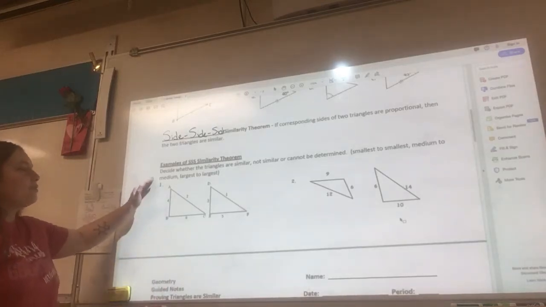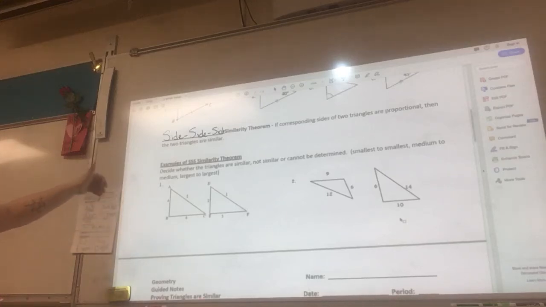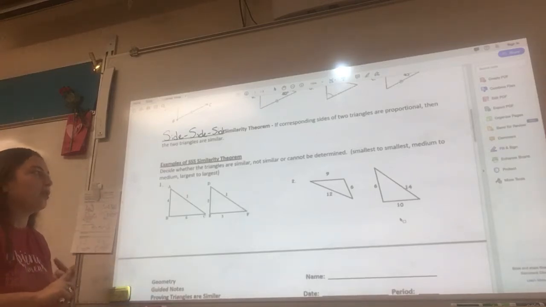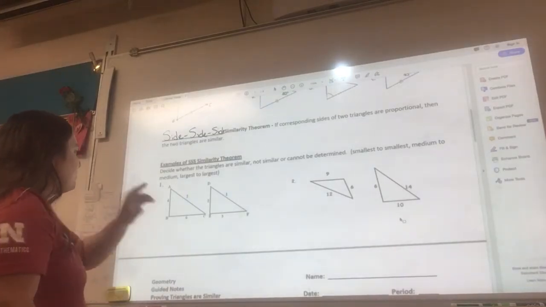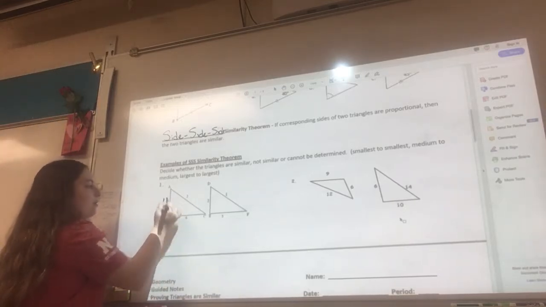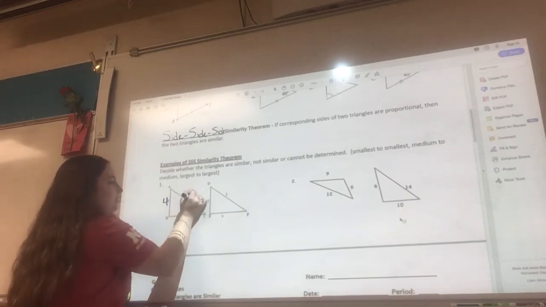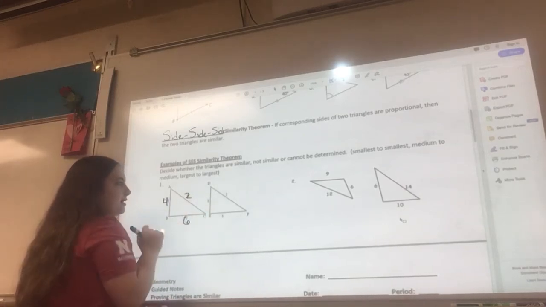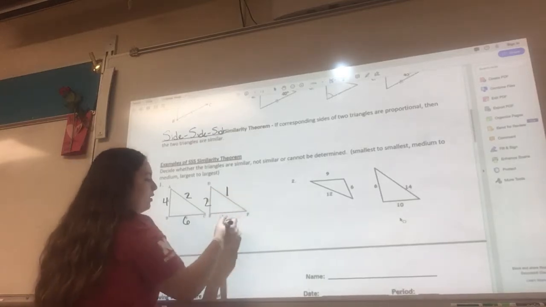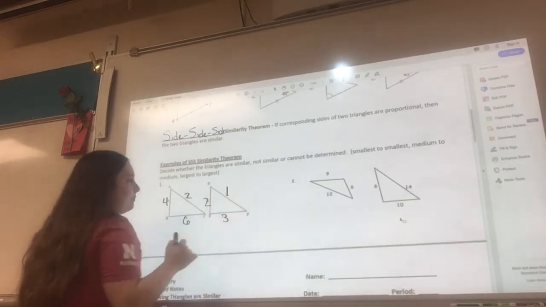So we're going to decide whether the triangles are similar, not similar, or cannot be determined. We must always, again as a reminder, go smallest to smallest number, medium to medium, and largest to largest. So looking at one, we have AB being 4, AC being 2, BC being 6, DE being 2, DF being 1, and EF being 3.